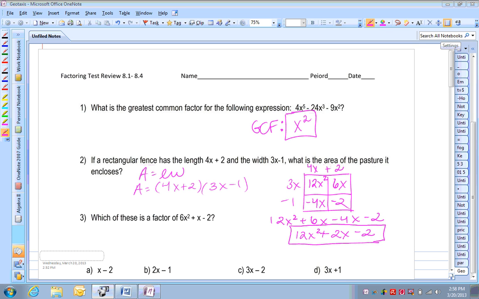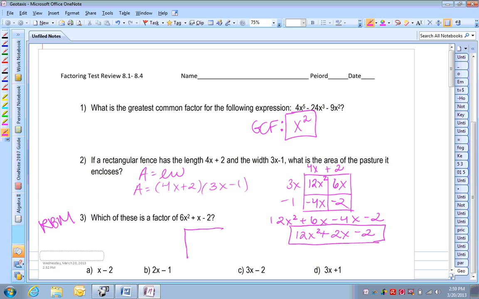All right, number 3 says, which of these is a factor of 6x squared plus x minus 2? And whenever we're factoring, the first thing we have to do is find the GCF. If there's a GCF, we want to pull that out as one of our factors. In this case, there is no GCF. So we don't need to do that. And we also realize that there is a number in front of our x squared. So because there is a number in front of the x squared, the option we have to do is reverse box method.